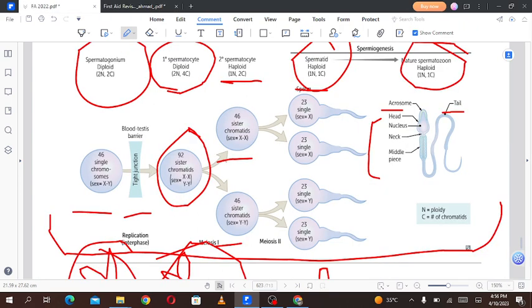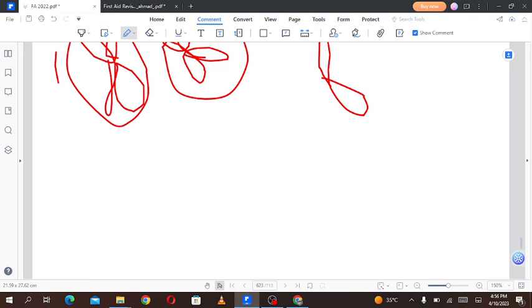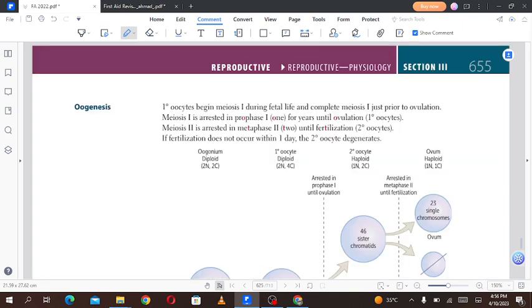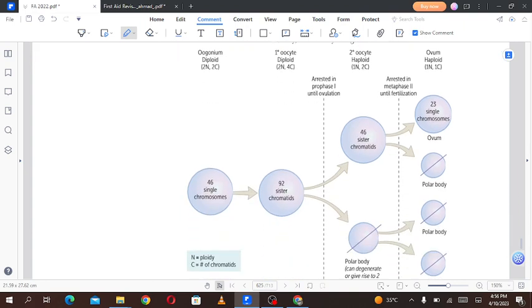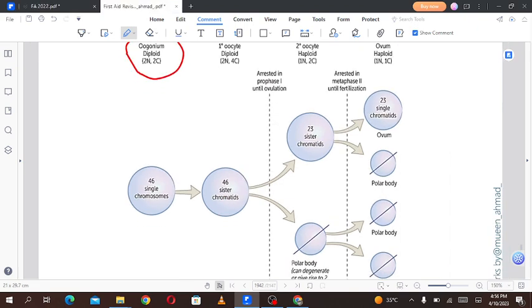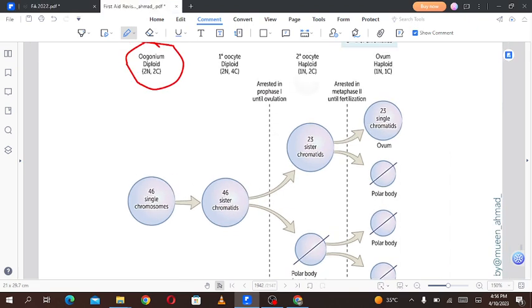Let me cross check it over here. Yeah, as you can see here, it is 92 sister chromatids. So there is a misprint in this picture. It is 92 sister chromatids, and then we have the secondary oocyte. This is not 42, this is 46, this is 92. So remember that.